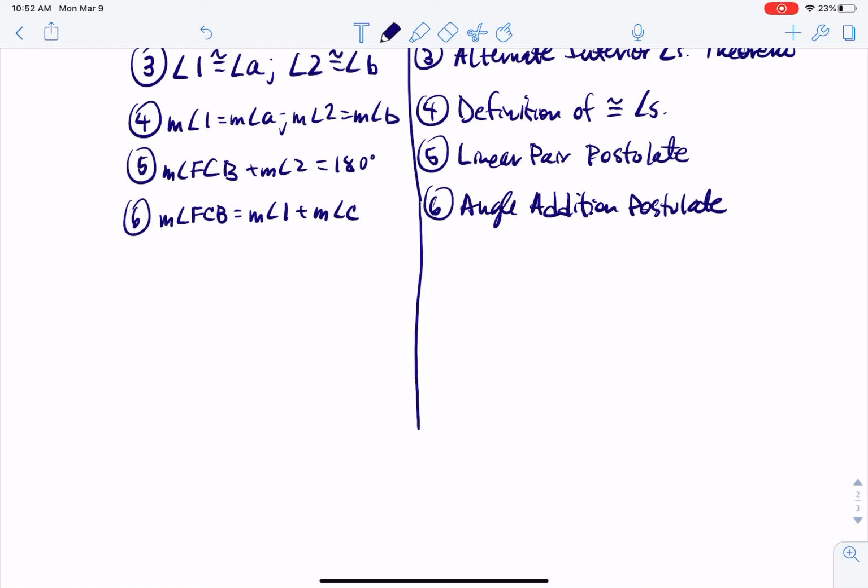Now we can do some substitution. I can take out this FCB and I can replace it with the measure of angle 1 plus the measure of angle C here. That's what I'm going to do on step 7. So measure angle 1 plus measure angle C plus measure angle 2 is equal to 180 degrees. All right, and that was substitution property.